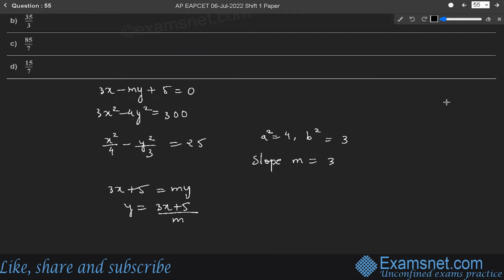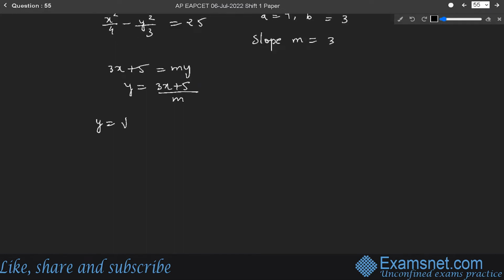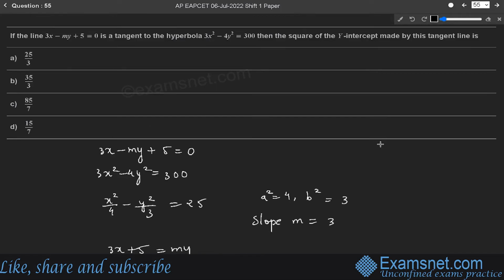So again, y will be equal to under root of 25 into 5 plus 100 divided by 7 into 7, which gives under root of 225 upon 49, which will be equal to 15 upon 7. So we can say that the value for this question is 15 upon 7. This is the value of square of y-intercept made by this tangent line. So the correct option here is option number D.